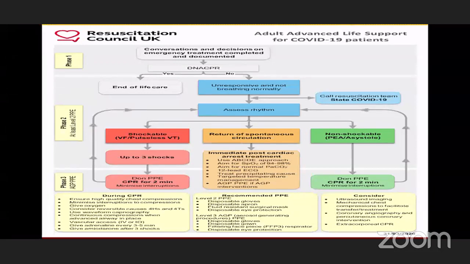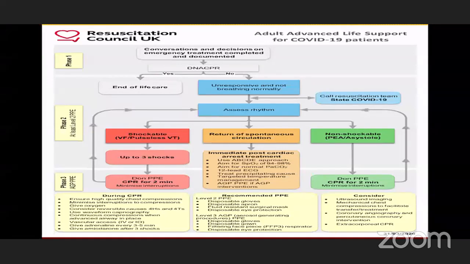And if there is return of spontaneous circulation, we'll manage the patient with post-arrest care, maintaining the ABCDE approach. We'll aim for saturation of 94 to 98%, as well as normal CO2. We'll do a 12-lead ECG to look for a precipitating cause, and targeted temperature management will be initiated. And if we have to proceed for other interventions like bronchoscopy or intubation, we'll go with level 3 PPE for these patients.